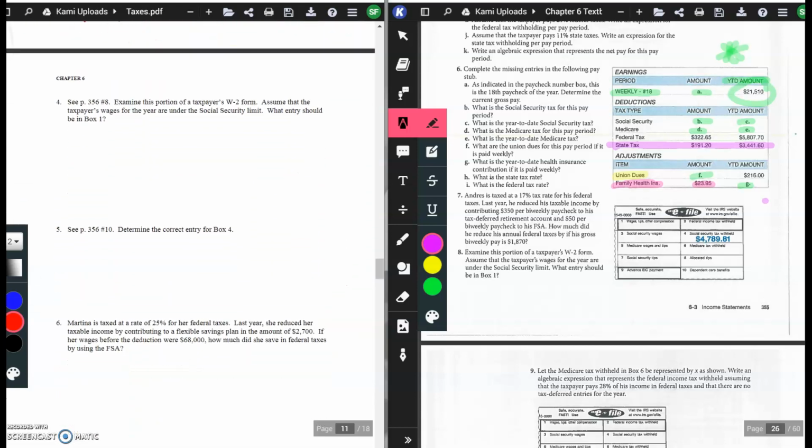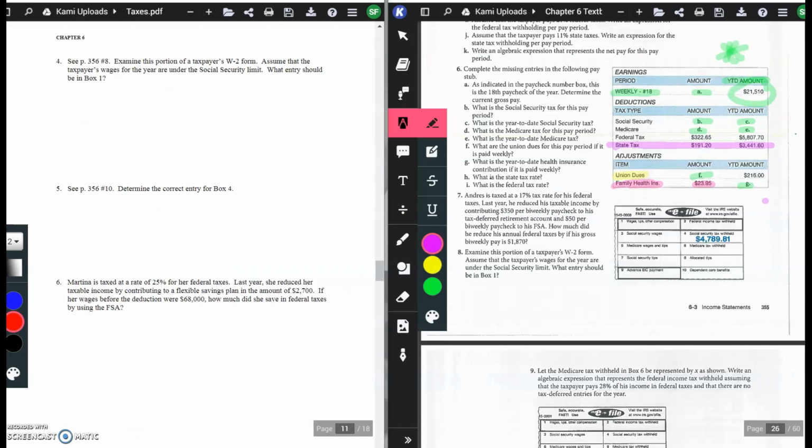Okay, number 4. Number 4 is referring to number 8. It's saying examine the taxpayer's portion of the W-2 form, which is right over here to the side. I will circle it for you in yellow. That's a W-2. It has all those different boxes. The only box that's filled in is your Social Security tax withheld. It's saying assume that the taxpayer's wages for the year are under the Social Security limit. What entry should be in box 1?